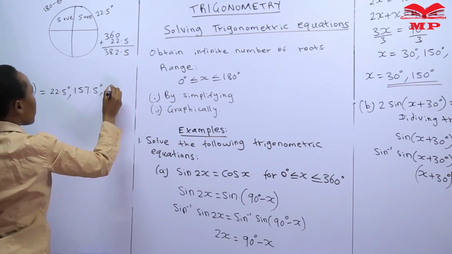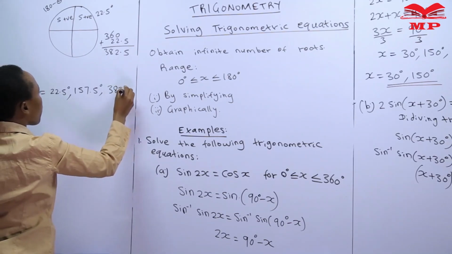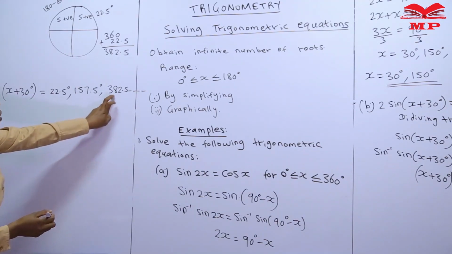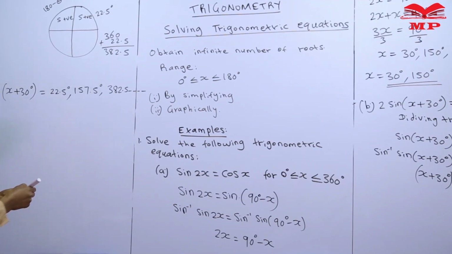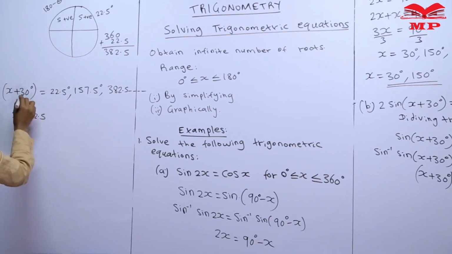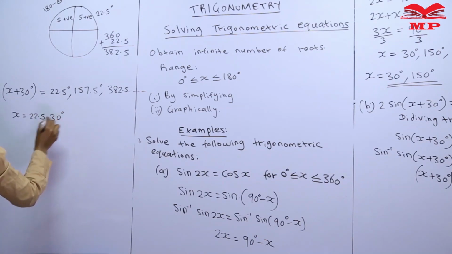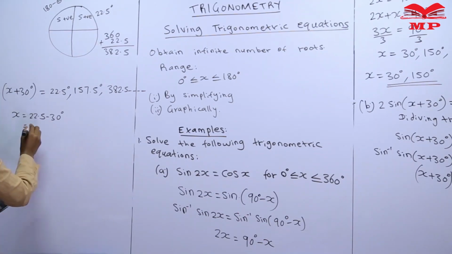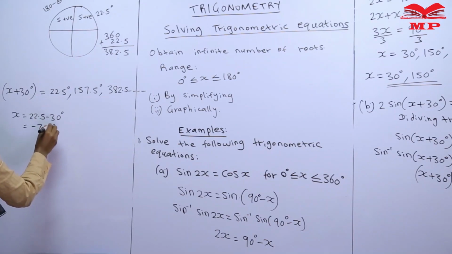So here we have 382.5, and we continue. Our x in this case, because this one is already more than 360, will be 22.5 minus 30, which will be negative 7.5 degrees.